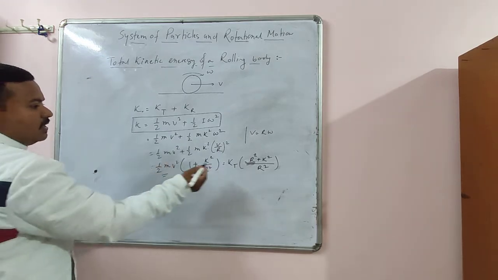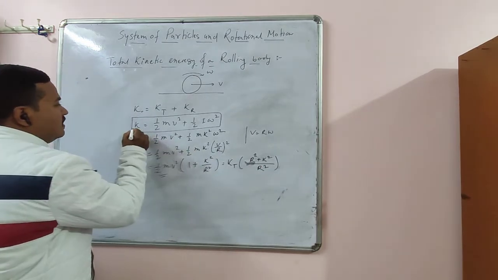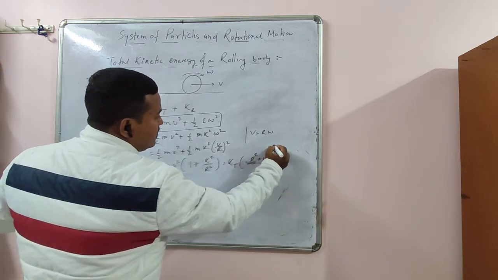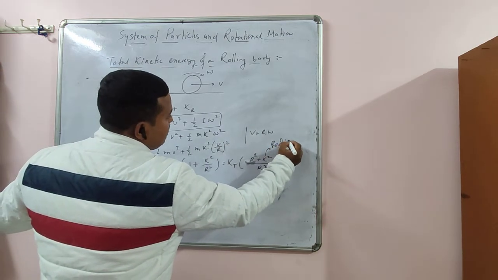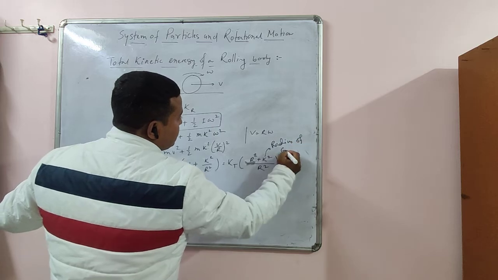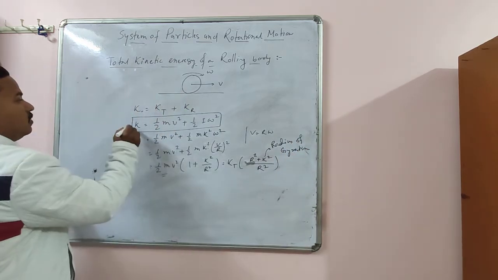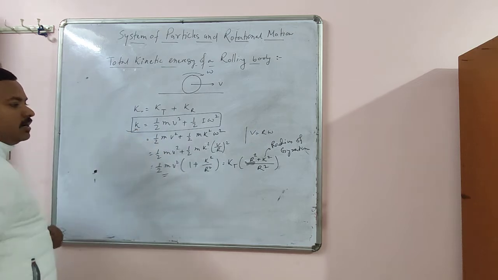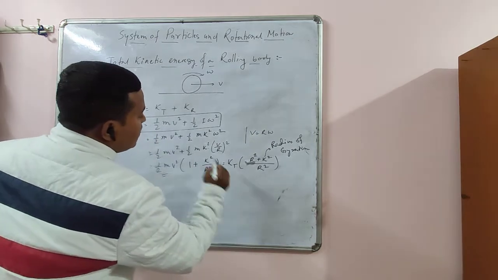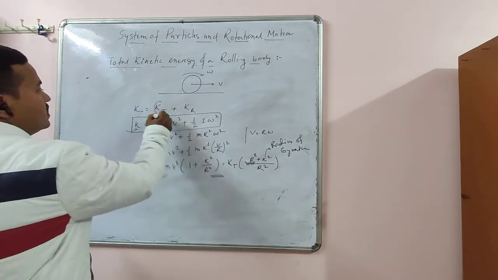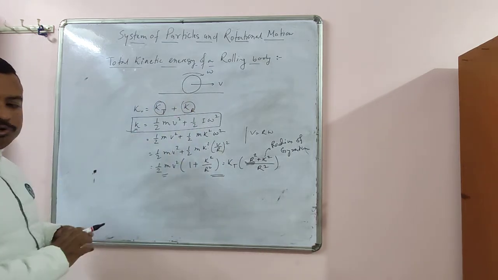Here, don't confuse this k and this k. This k is the radius of gyration, and this k is the total kinetic energy. So this way also you can write the total kinetic energy of a rolling body: kinetic energy of translation plus kinetic energy of rotation.